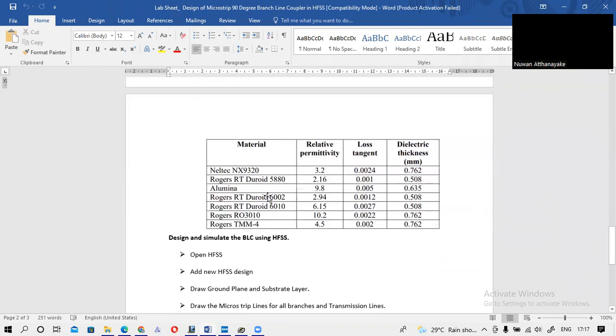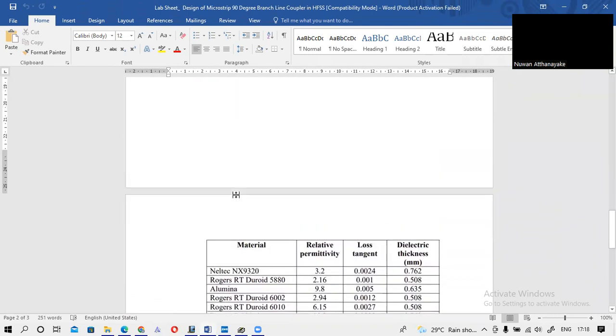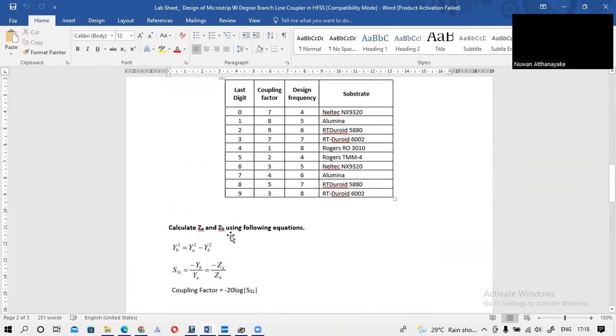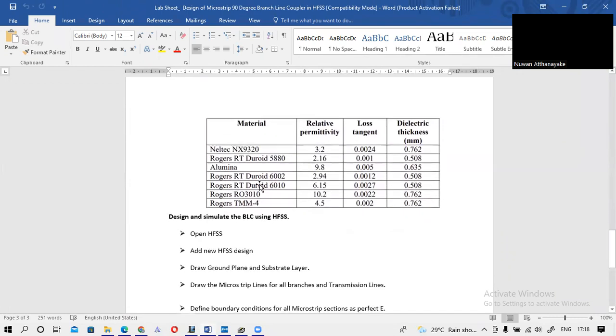These material properties are also given. You have to use different substrates for your design, and for all the different substrates you are given the required material properties. Here we are using this Neltec NX9320 material. The relative permittivity is 3.2, the other parameter is the loss tangent, and the dielectric thickness is 0.762.